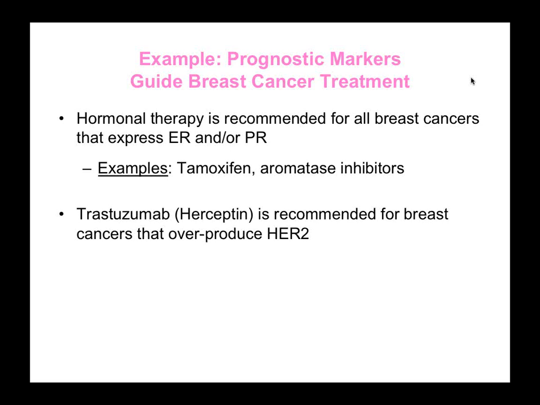Examples of hormone therapies for breast cancer would be tamoxifen or aromatase inhibitors in postmenopausal women. And then Herceptin, or trastuzumab, is recommended for all breast cancers that overproduce HER2. So it's not recommended for the other 75% of breast cancers that have the normal amount of HER2, but is reserved for those patients specifically that have cancers overproducing HER2.